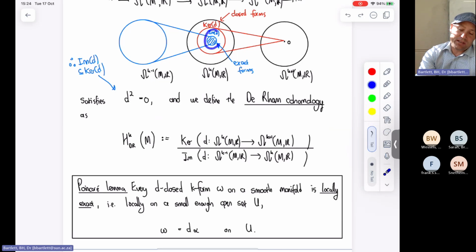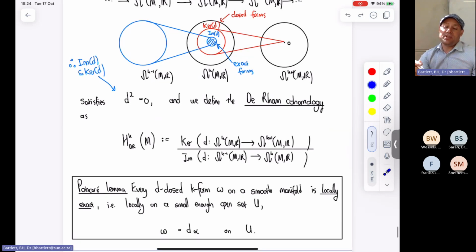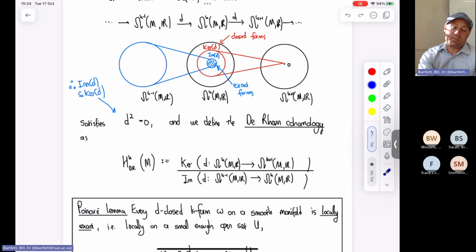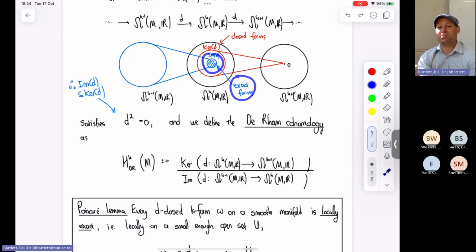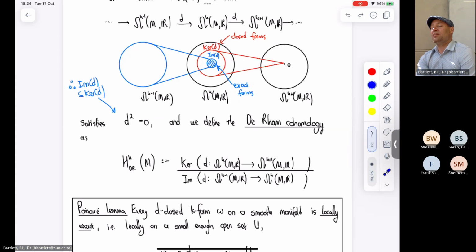One important thing to bear in mind here is that the things in the image of D are called exact forms. Those are K-forms of the form D of a K minus 1 form. On the other hand, if I start with a K-form and calculate D of it and get 0, then we say that K-form is closed. So the closed forms are in the kernel of D, and the exact forms are in the image of the previous D. The kernel of this D might be bigger than the image of this D. In other words, not every closed form need be exact, not every closed form need be the D of something.